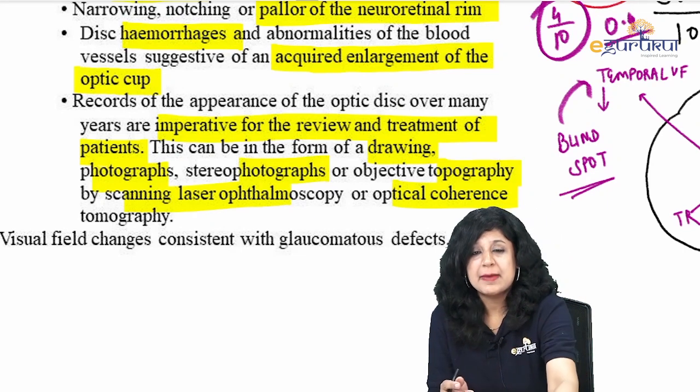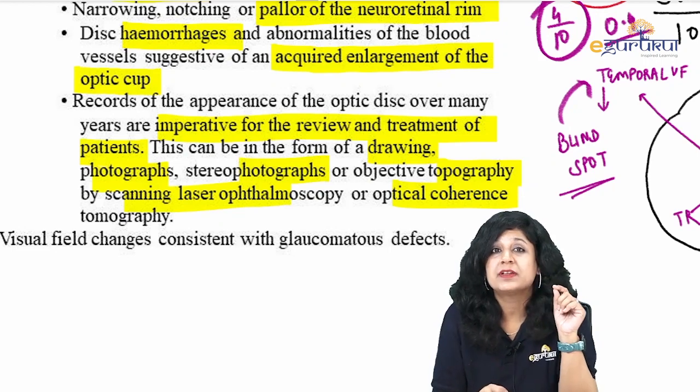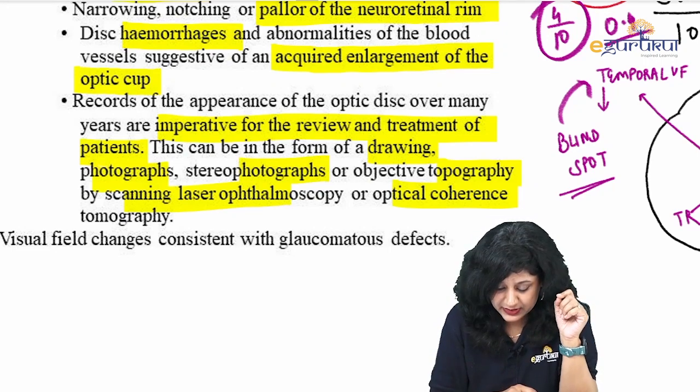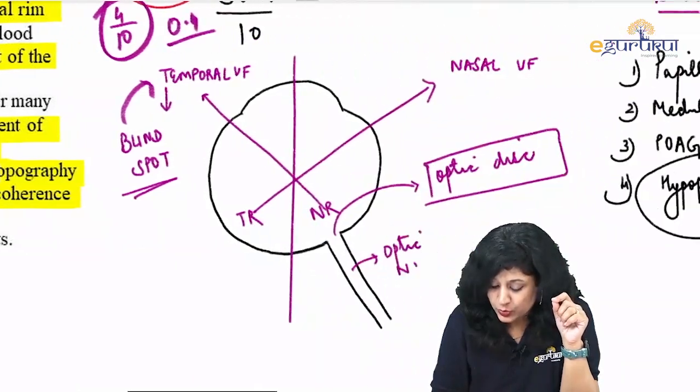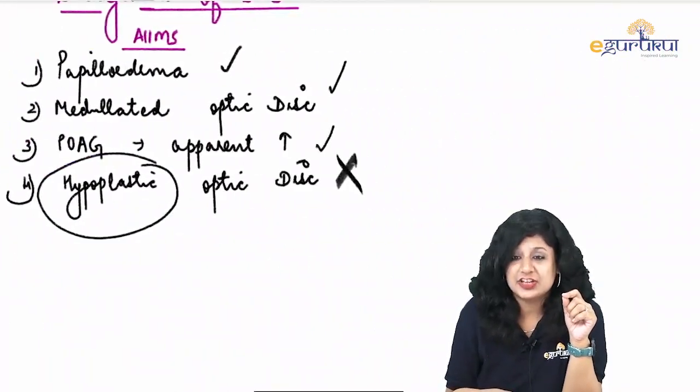So obviously many things are important. You must see all the changes of the optic disc here. Now the vessel changes they mentioned, but they have not told you. So let's see the vessel changes also.